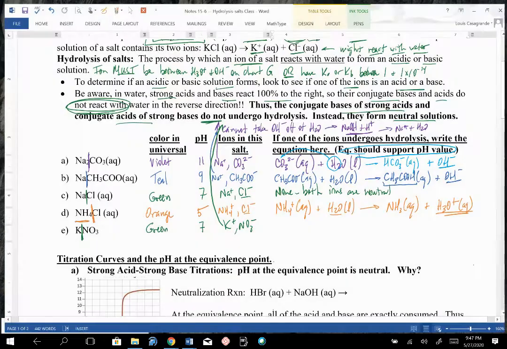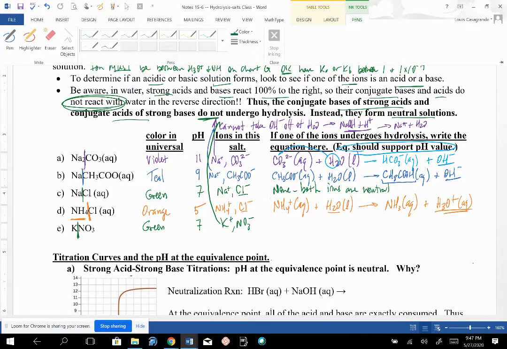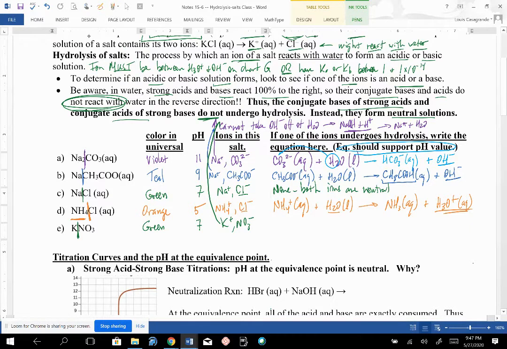All right, so let's finish that off. No reaction. So we can say NR for no reaction. Both ions are neutral. All right, so this is how we get different acidities and basicities of different salts. And this has an effect on the pH at the equivalence point when you titrate.